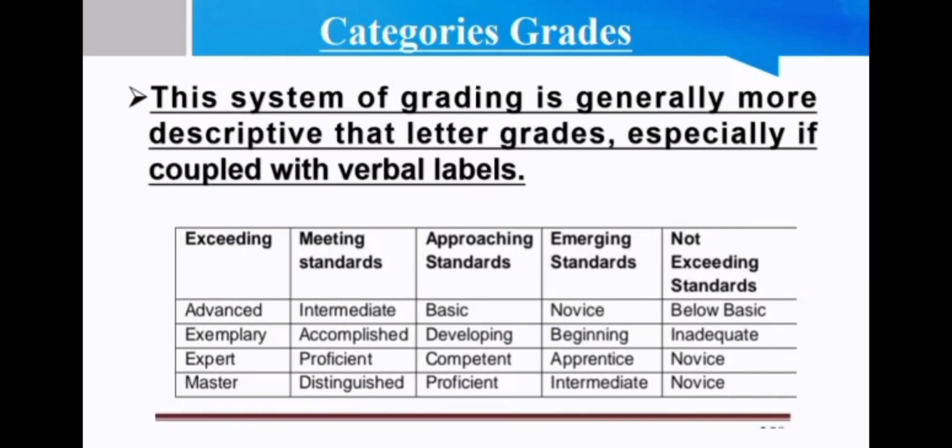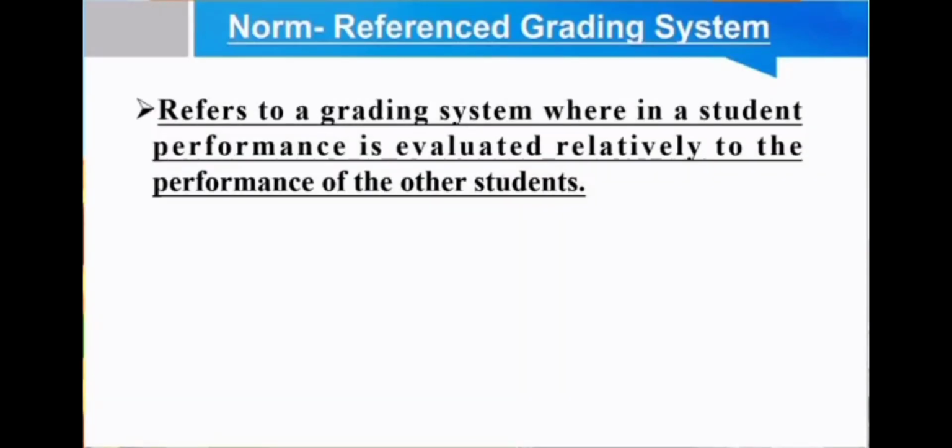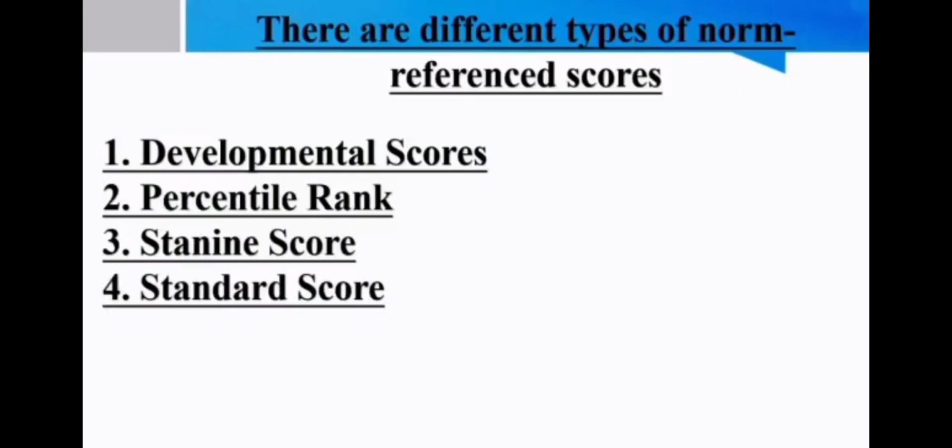example ng categories grade. Norm reference grading system. Refer to a grading system wherein a student performance is evaluated relatively to the performance of other students. There are different types of norm reference scores. Number 1 is developmental scores, 2 percentile rank, number 3 Stein score, and number 4 is standard scores.